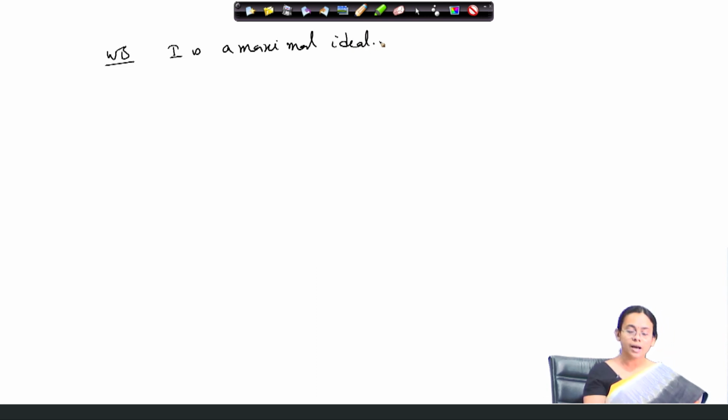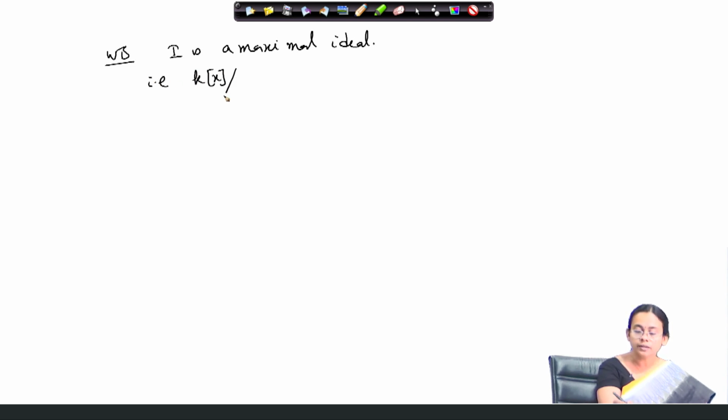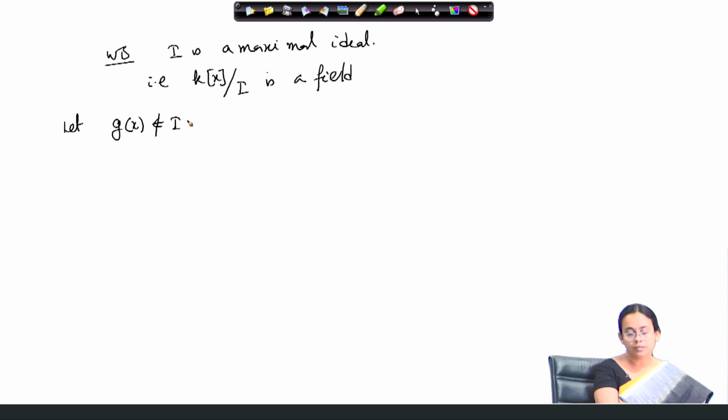If I want to show that I is a maximal ideal, then I have to show that R quotient I is in fact a field. That is equivalent to showing that K[x] quotient I is a field. That means, I would like to show that every non-zero element in this quotient ring has a multiplicative inverse. So, let g(x) be an element which does not belong to I, that means it does not belong to the ideal generated by f(x). So, g(x) bar, the image in the quotient, is a non-zero element. I would like to prove that it has a multiplicative inverse.